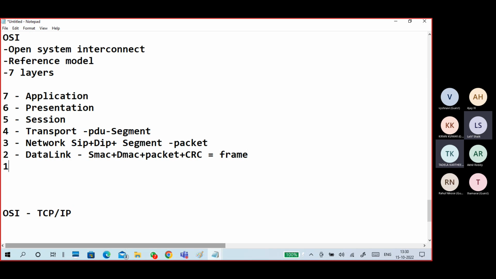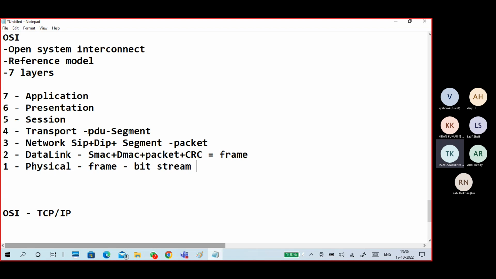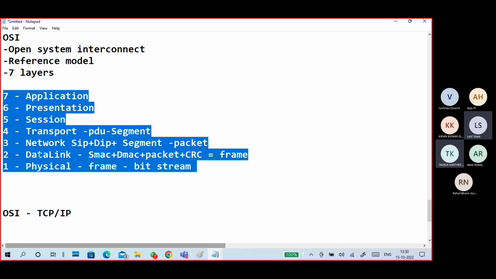So what is the last one? Physical layer. The frame is converted into a bit stream. Depending upon your physical connectivity, it can be converted into an electrical signal, light wave or radio wave. Okay, so this is about your OSI layers, guys.